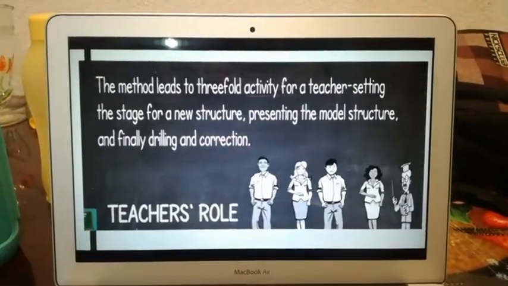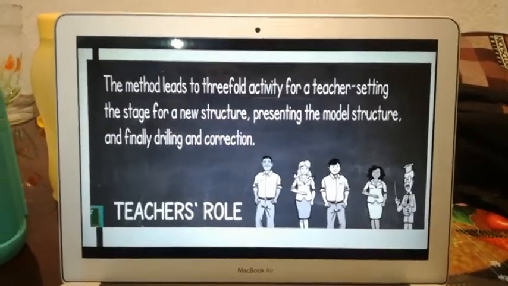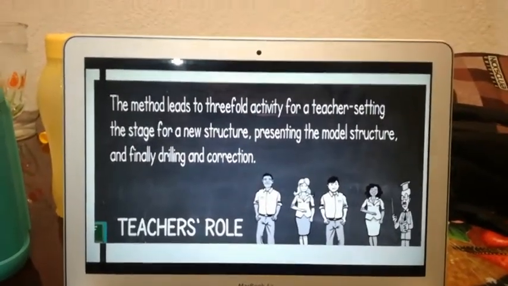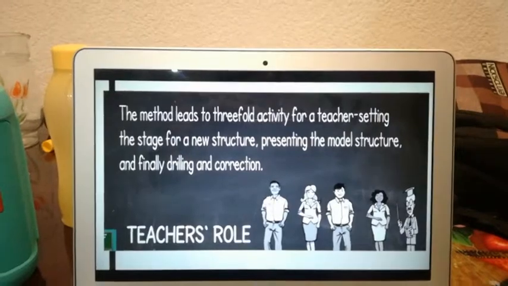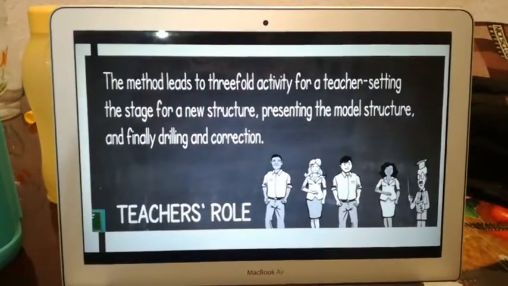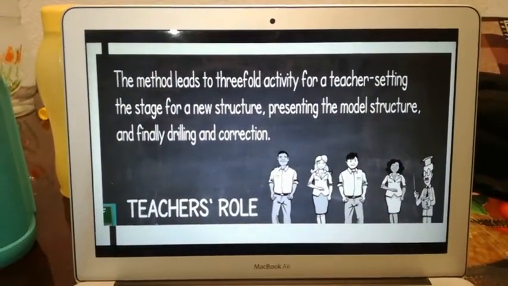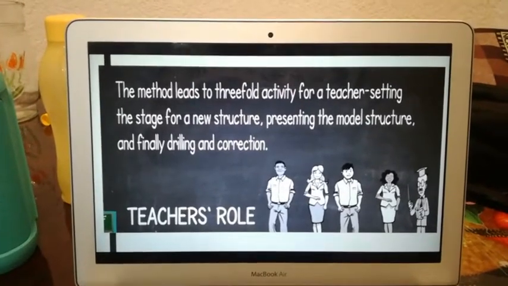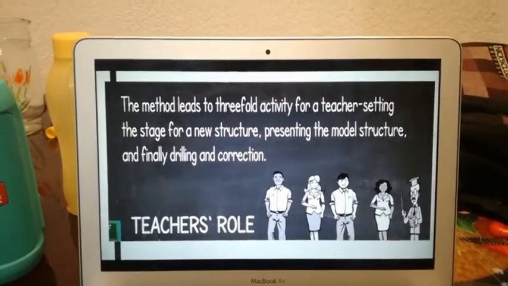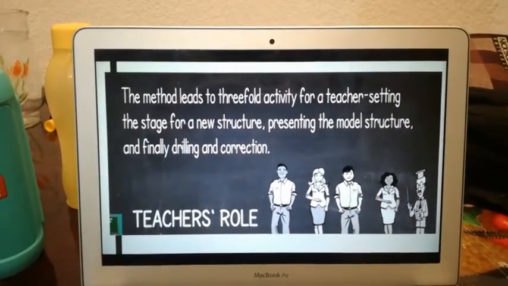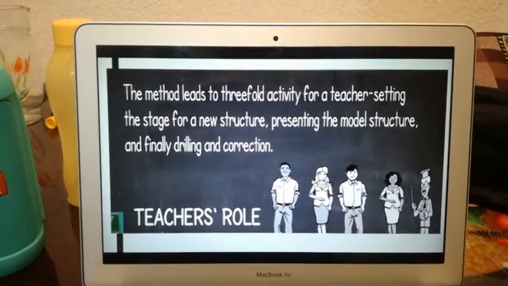So we are going to continue with the teacher's role. What happens with the teacher? In this oral approach it is very important because the method lends itself to a threefold activity for the teacher: setting the stage for a new structure, presenting the model structure, and finally drilling and correction.